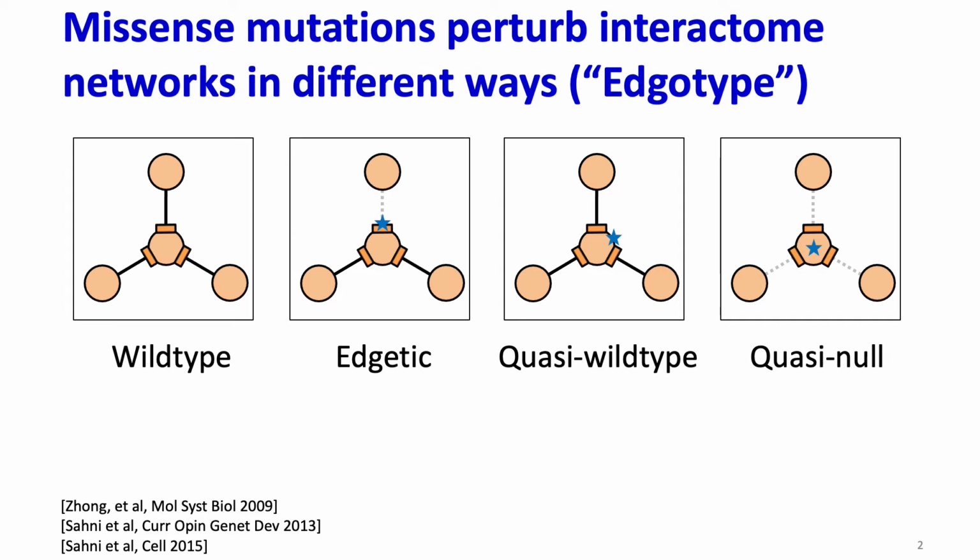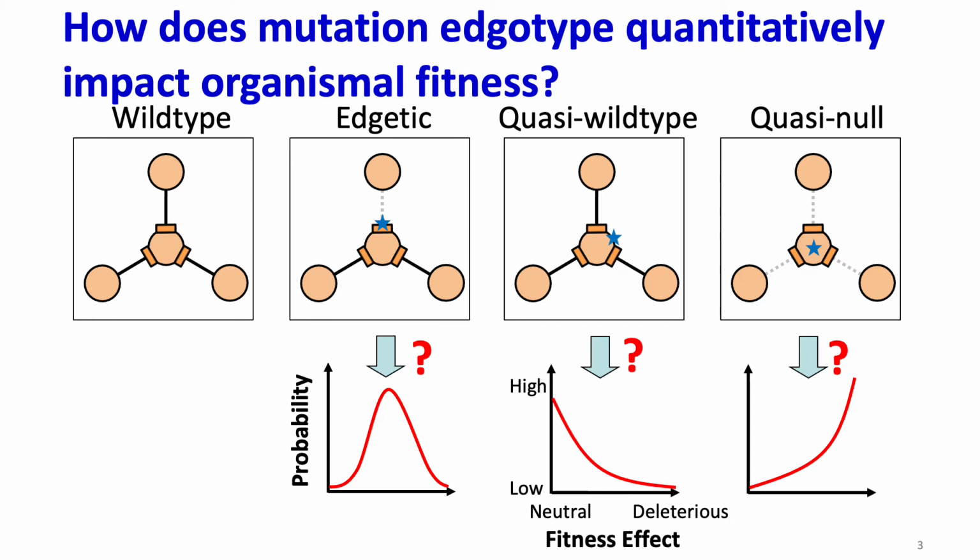Mark Vidal and colleagues first recognized the importance of mutation edgotypes as the key link connecting genotypes to phenotypes. Indeed, through mutation edgotyping experiments, one can measure the precise patterns of edge perturbation caused by different mutations. However, what remains unknown is how these different mutation edgotypes quantitatively impact organismal fitness.